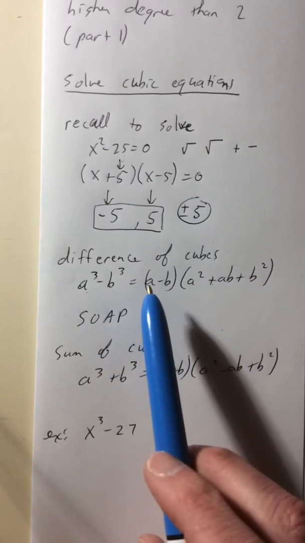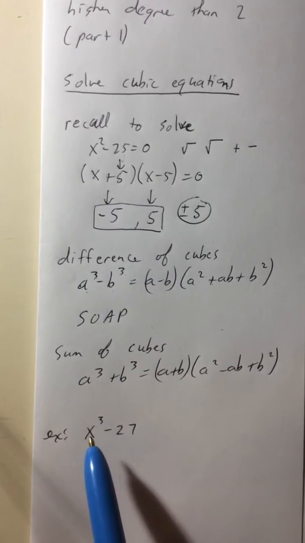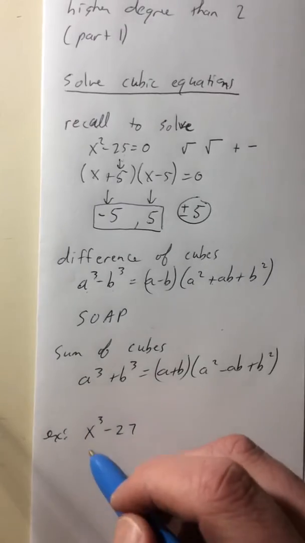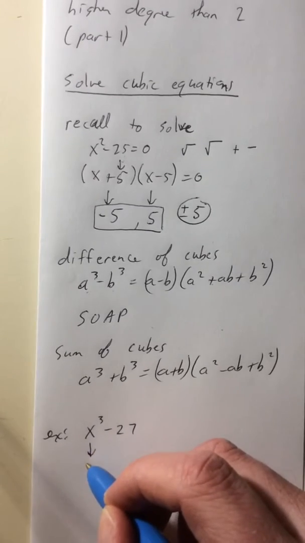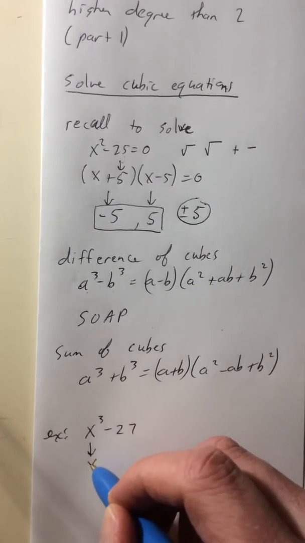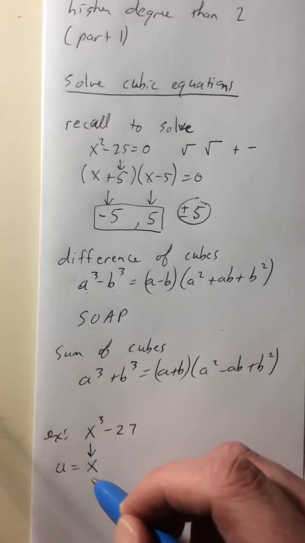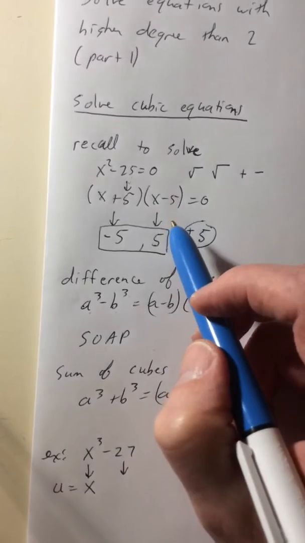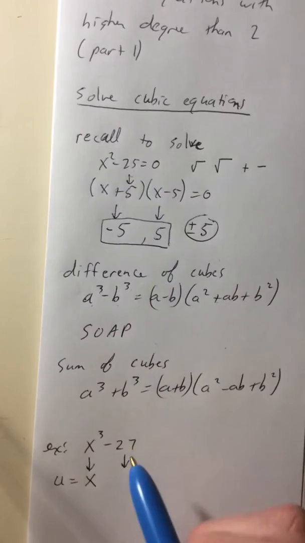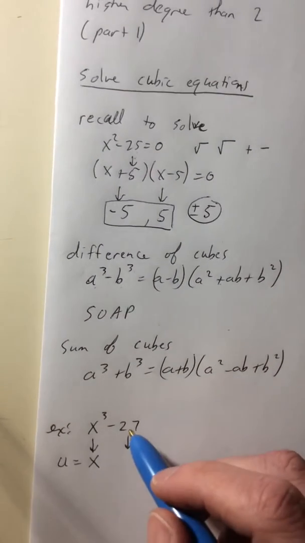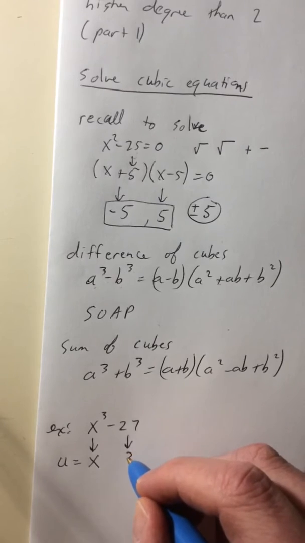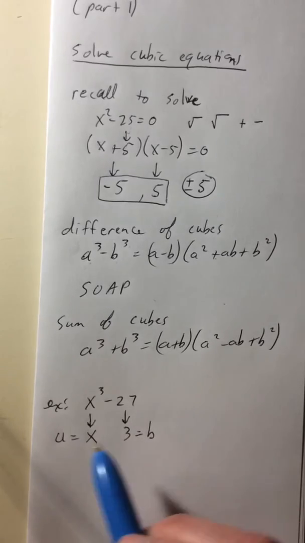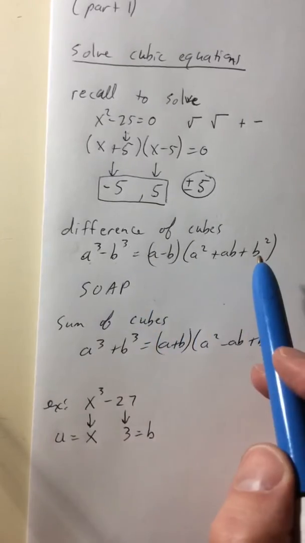In order to use this formula, we need to know what a and b are, and that's pretty simple. This is something cubed, so this is what a is. This is a cubed. So from here, we can figure out that a must be x. And from here, all we need to do is take the cube root of that, just like over here we took the square root because this was the difference of squares. Here we're doing the difference of cubes, so we're going to take the cube root. The cube root of 27 is 3, and that's going to be our b. So a is x, b is 3, and now we just put them into that formula using those signs.